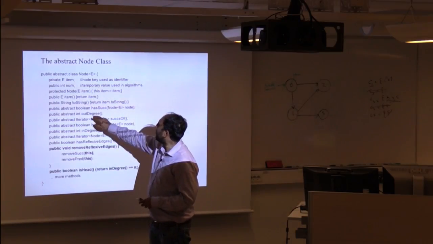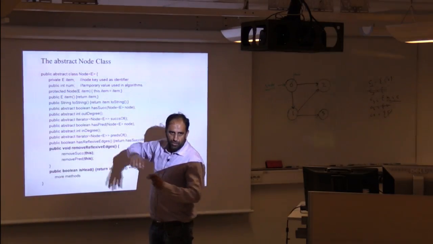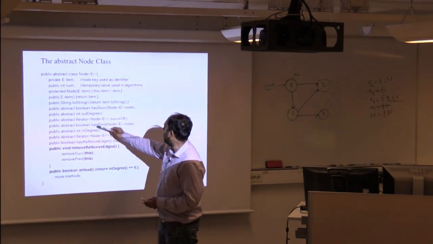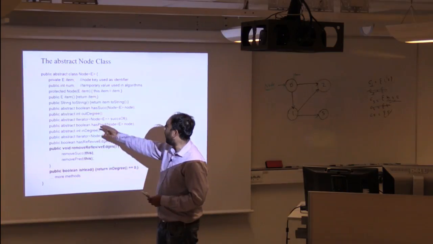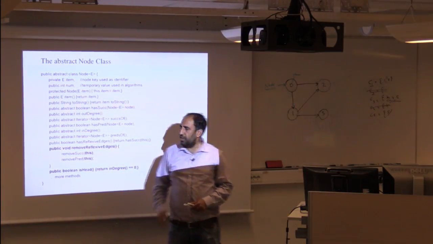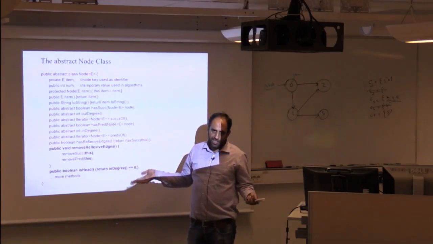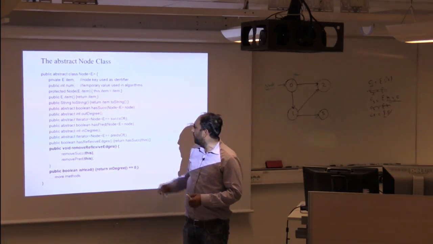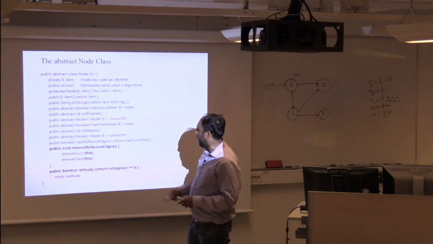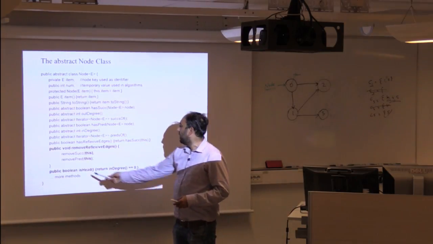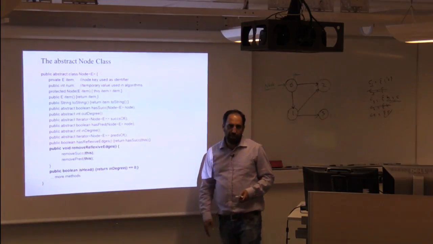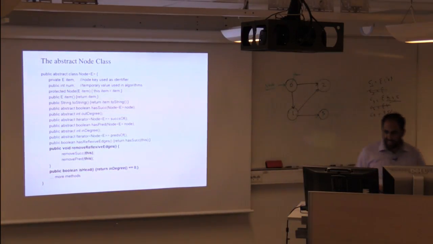And outDegree should return the number of outgoing edges. And so inDegree, and hasPredecessor should return true or false if a node has a predecessor or not. And if a node doesn't have a predecessor, it means it's a head node. And the other way around, it might be a tail node. So here you can check isHead, and it checks inDegree, and if the inDegree is equal to 0, it means it's a head node. Okay.